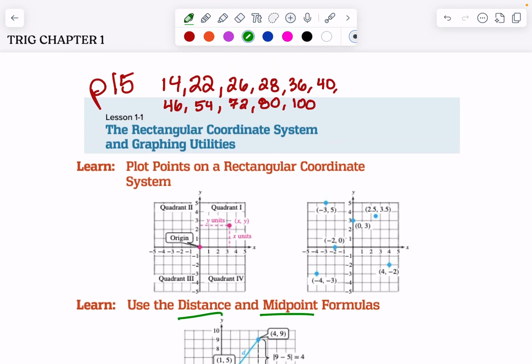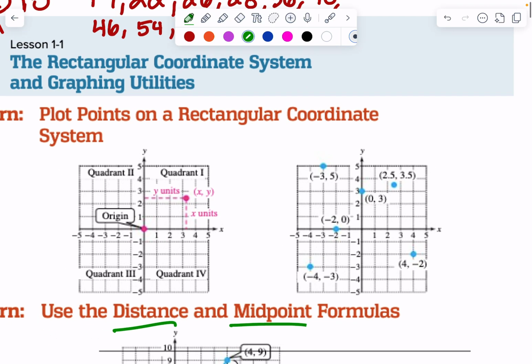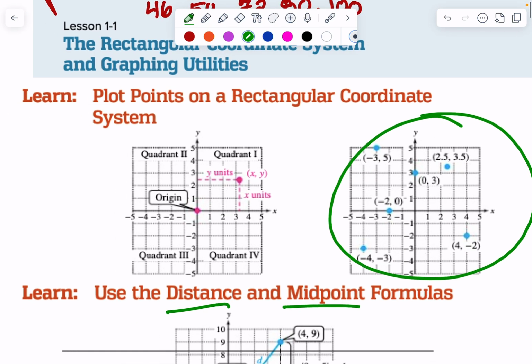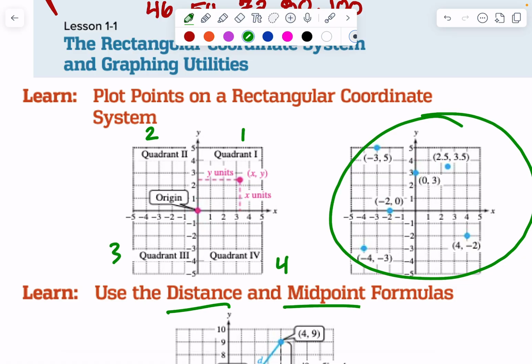So the first thing they address is the quadrants. When you're plotting points, here are some points that are plotted. Hopefully you know how to plot points. And then quadrants 1, 2, 3, 4 go around in that direction.